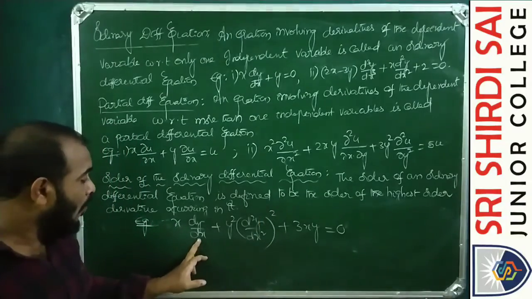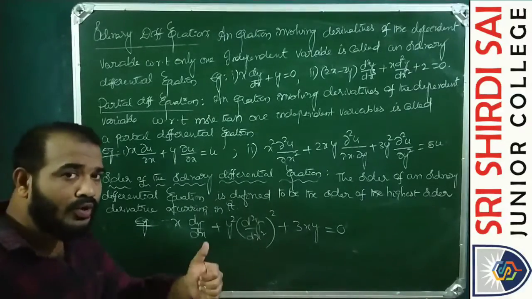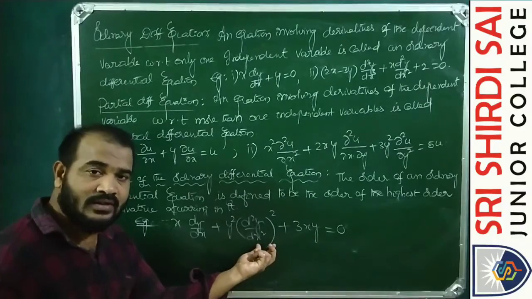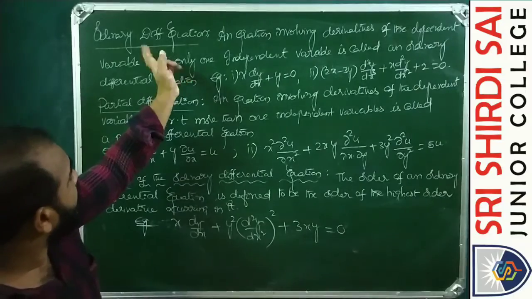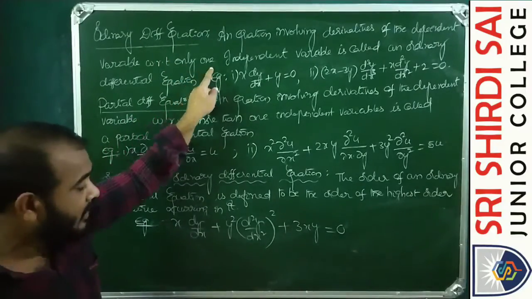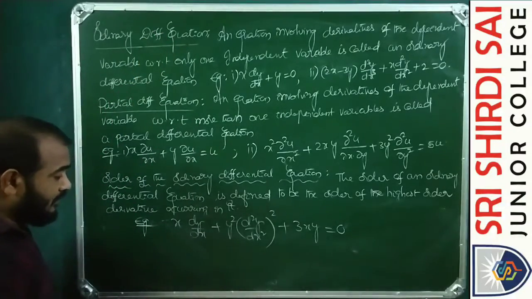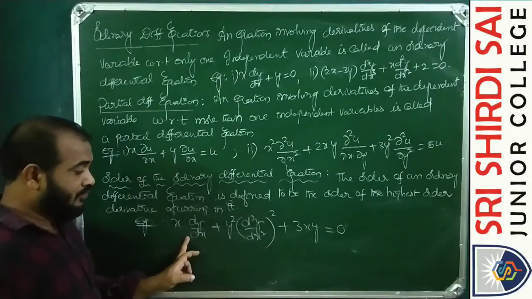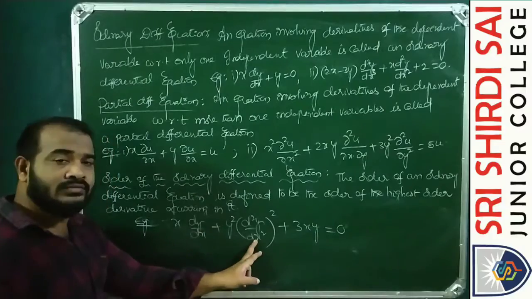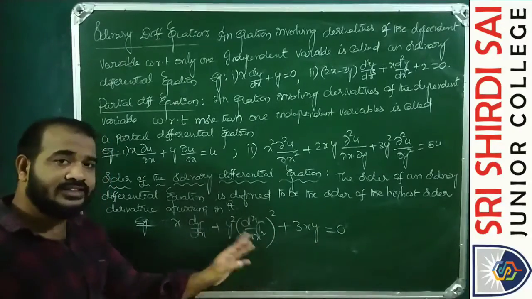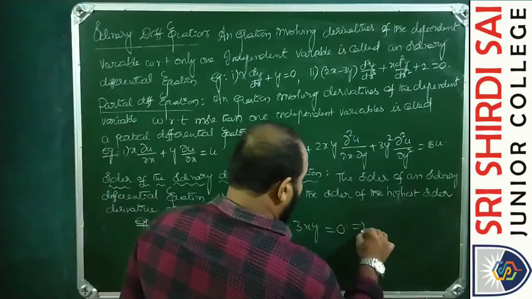How many independent variables are there? Only one, x. If the number of independent variables is only one, then it is said to be an ordinary differential equation. Now see, this dy by dx is the first order derivative, d square y by dx square is the second order derivative. Which is the highest derivative in these two? Obviously d square y by dx square. Therefore its order is equal to 2.